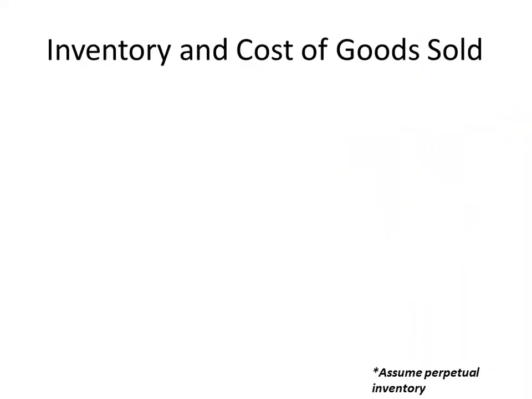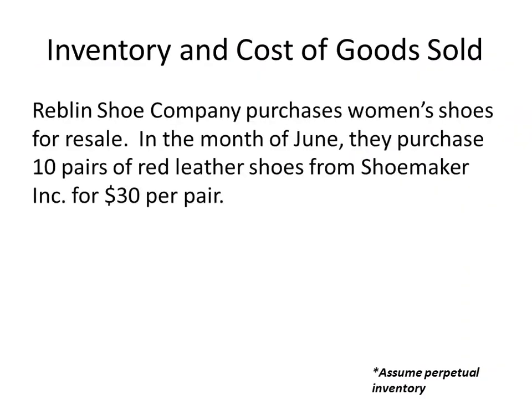So again, Reblin shoe company purchases women's shoes for resale. In the month of June, they purchased 10 pairs of red leather shoes from a shoemaker for $30 a pair. Where does something like this go? Inventory. If you are in what type of world?